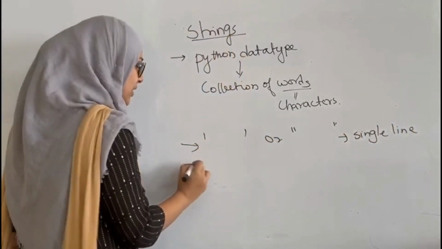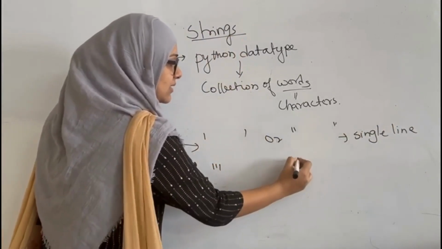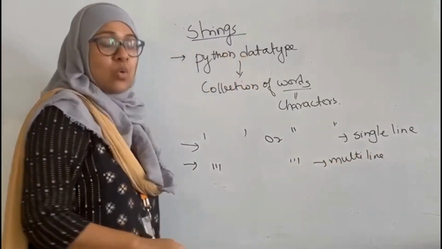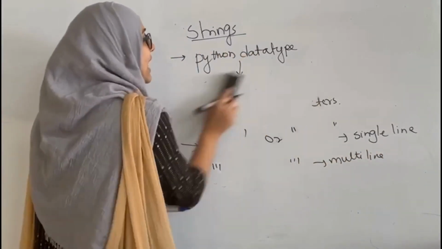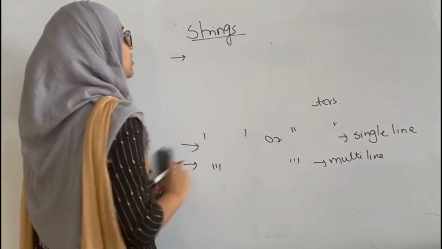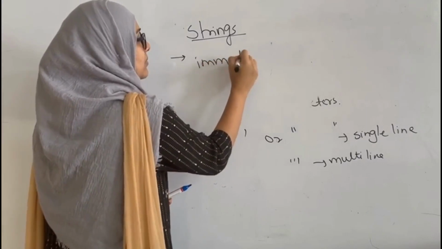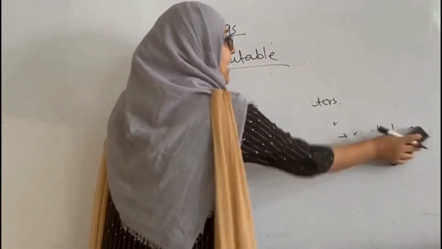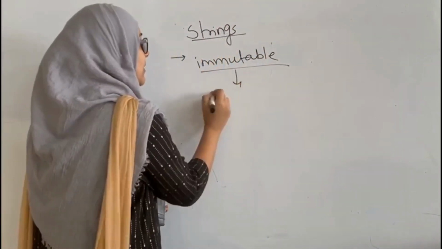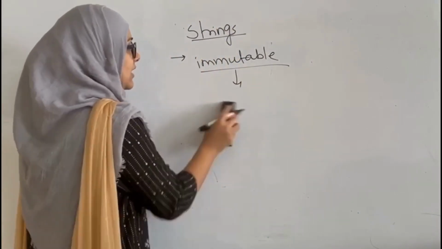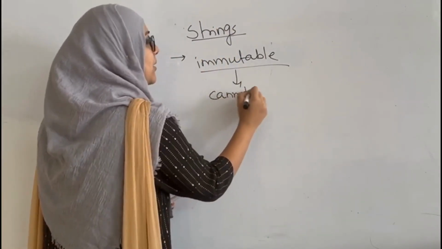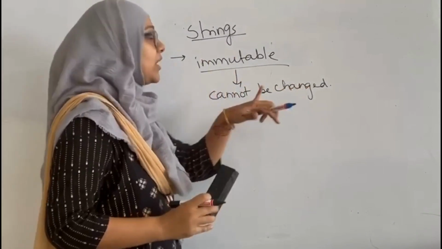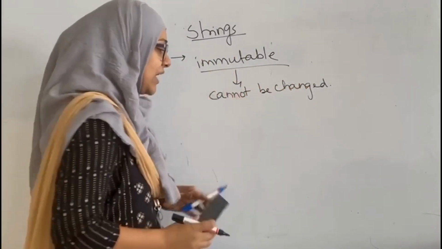If you want a multi-line string, we can use triple quotes. That will give multi-line strings. Now, next what we need to understand is that strings are immutable. What do you understand by immutable? Immutable means whenever we create a string, it cannot be changed. So keep it in your mind, once you have created the string, it cannot be changed. It's not possible for a string to be changed.